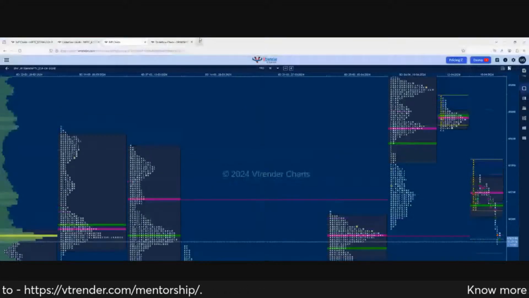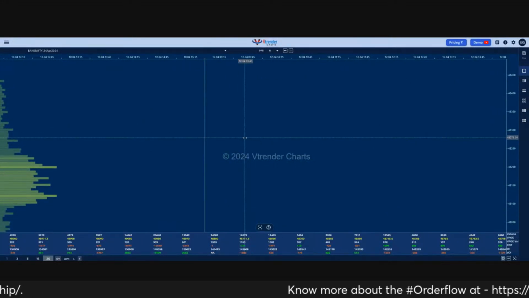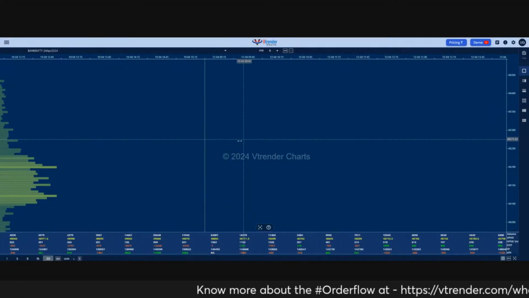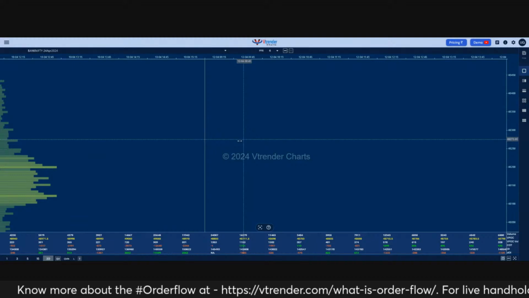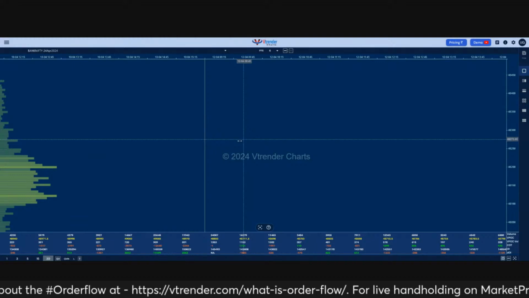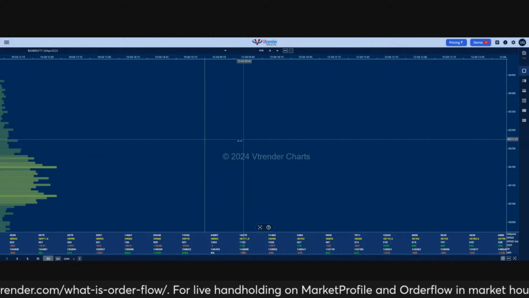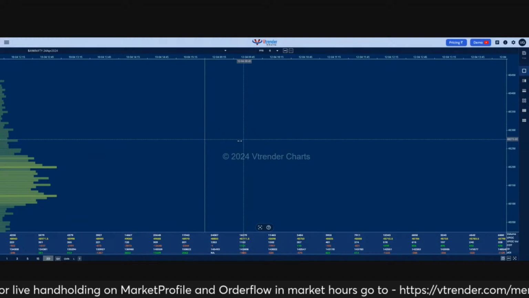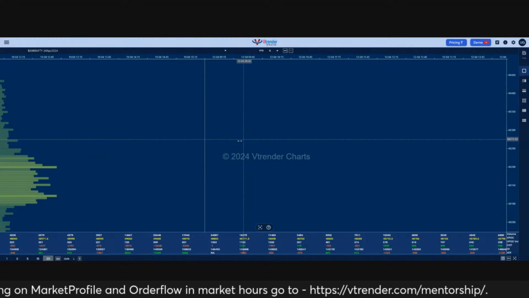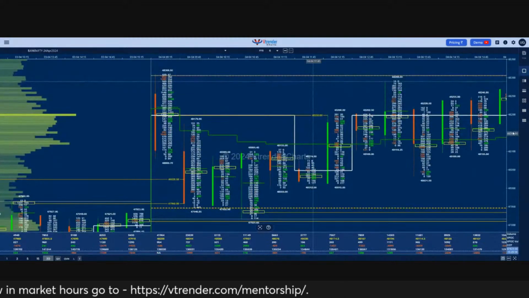So a quick look at the order flow charts. I'll start from the, audio is fine, guys, of Bank Nifty.